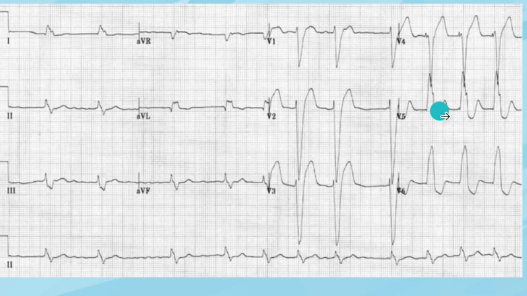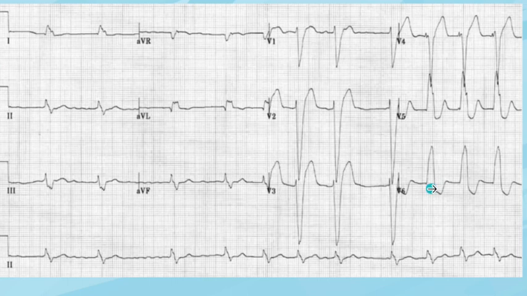So let's summarize. We have irregular rhythm, so we have atrial fibrillation. We have wider QRS complexes with RSR pattern and left axis deviation. This is in keeping with left bundle branch block. So this patient probably also has ST segment depression in V5 and V6.